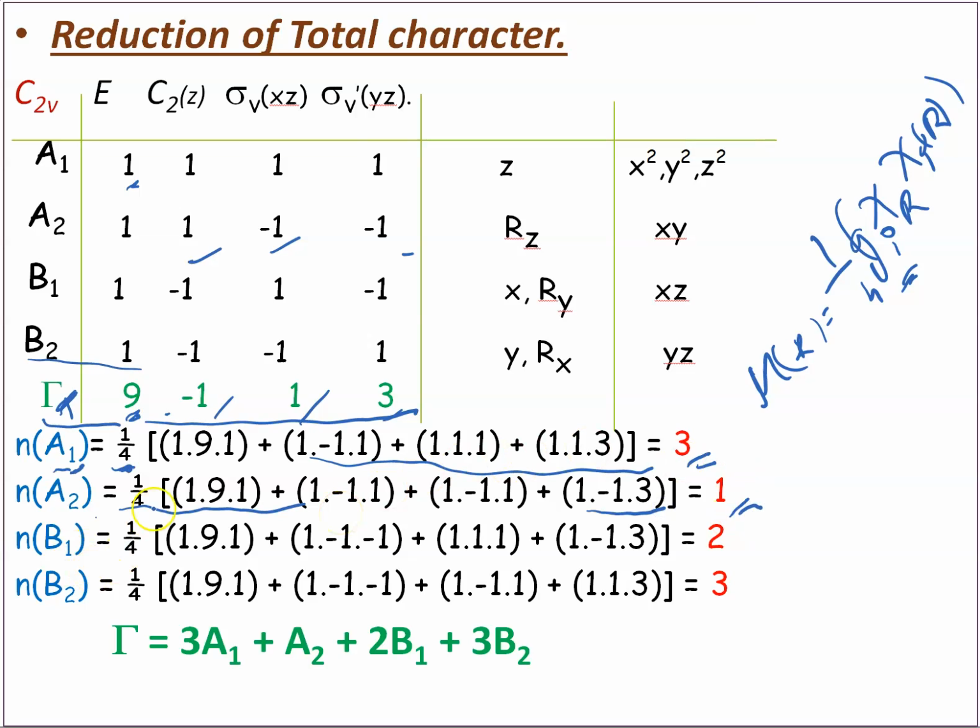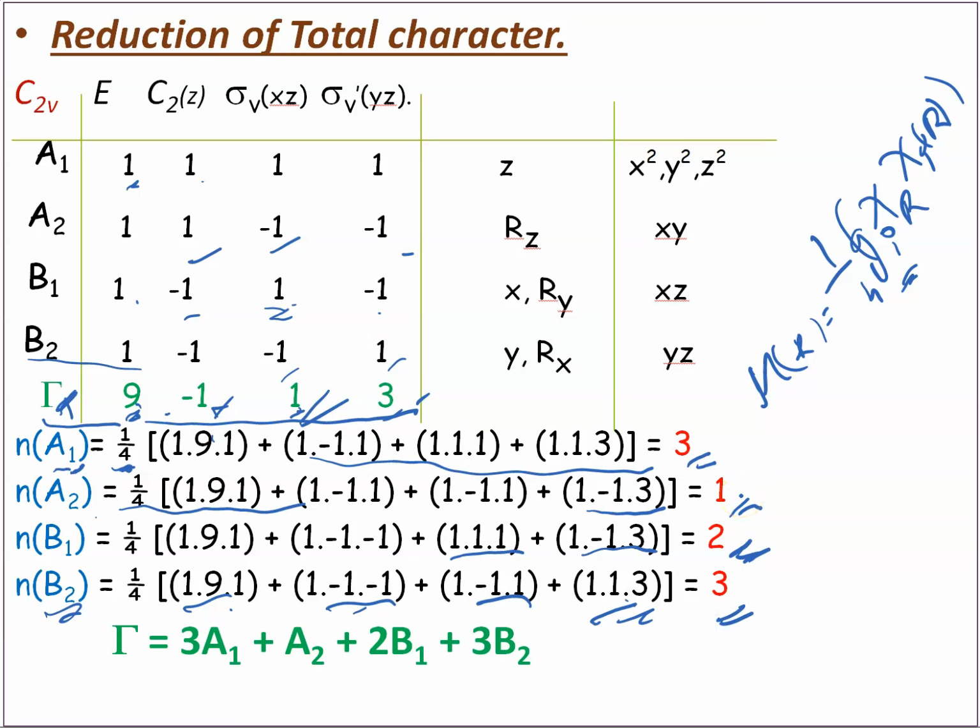Similarly NB1, 1 by 4 into 1 into 9 into 1, 1 into minus 1 into minus 1, 1 into 1 into 1, 1 into 3 into minus 1, this is 2. Similarly NB2, 1 by 4 into 1 into 9 into 1, 1 into minus 1 into minus 1, 1 into minus 1 into 1, 1 into 1 into 3, that is 3.